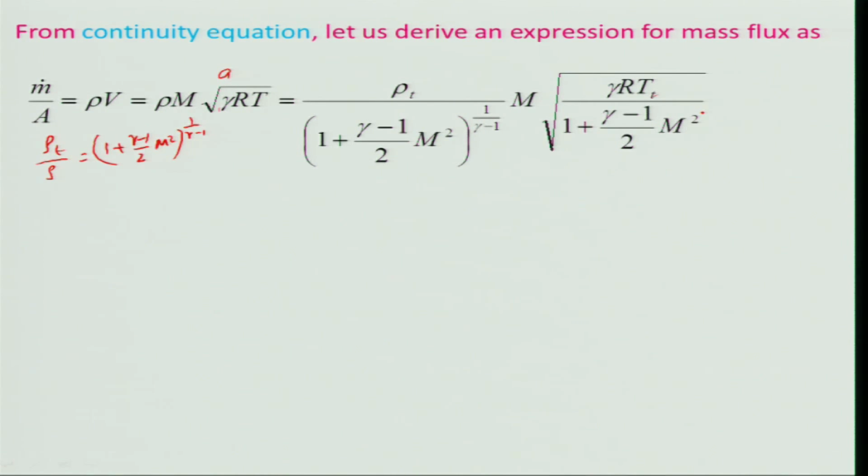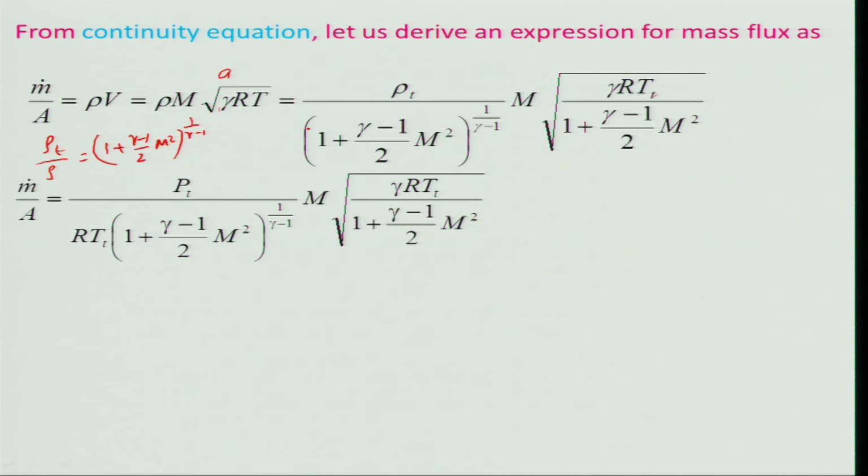Okay. So what will we do now? Instead of rho_T, I can use the equation of state for a perfect gas and express it in terms of pressure. So instead of that, I can write P_T by R T_T. In place of rho_T, I will be writing P_T divided by R T_T, and of course the same thing remains, and we would need to simplify, right.